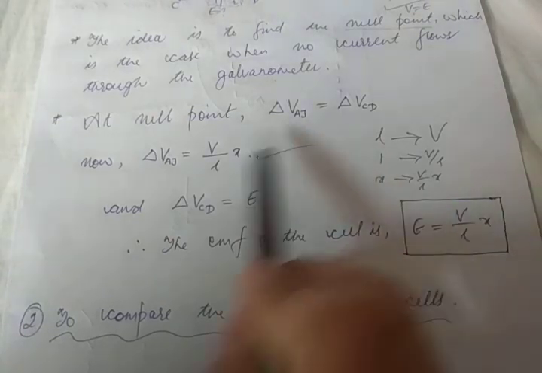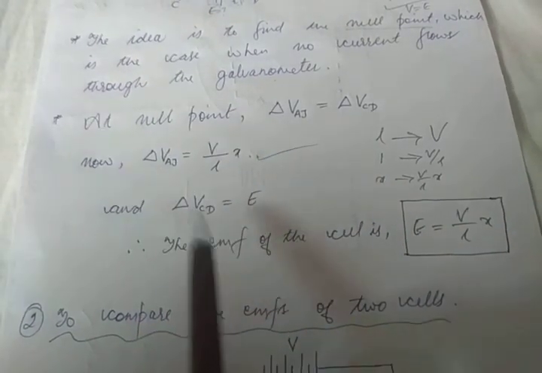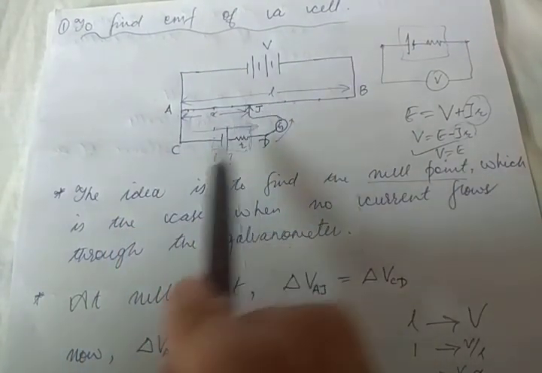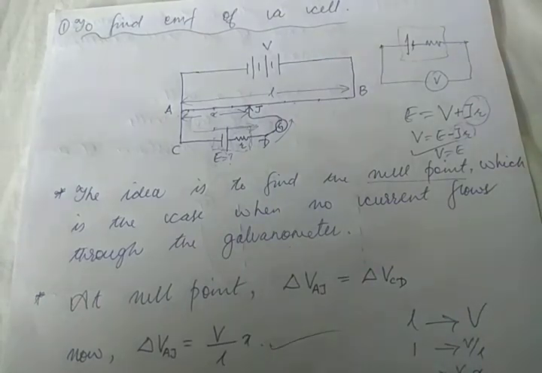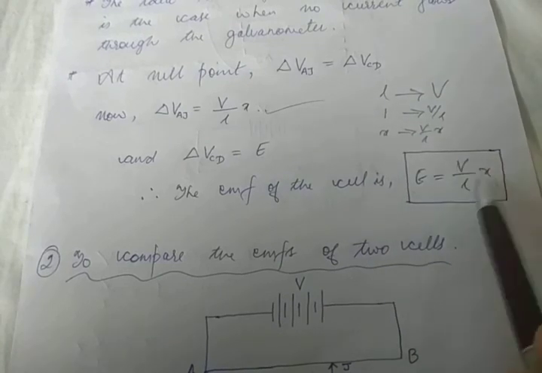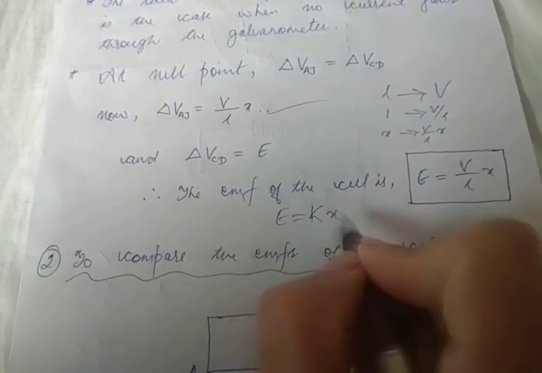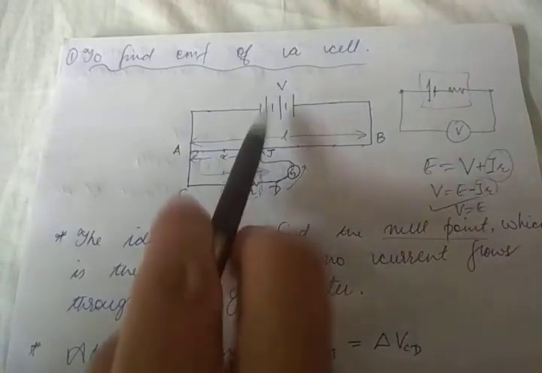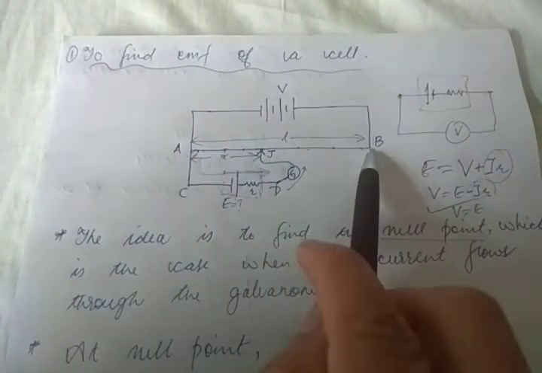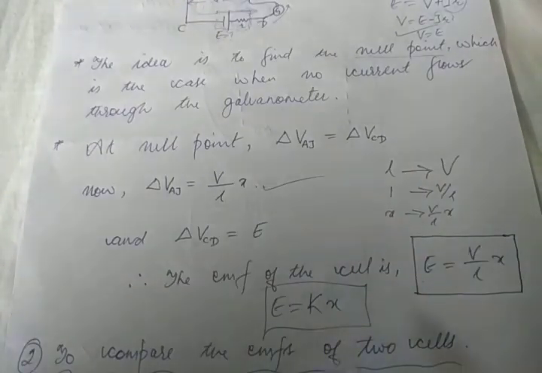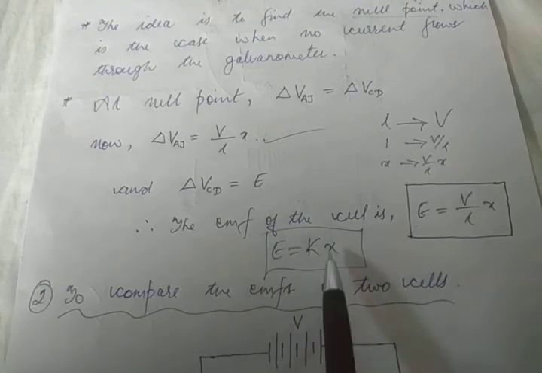So since at null point these two things are to be the same for no current to flow, the potential difference across AJ and the potential difference across CD are to be the same. Therefore the EMF of the cell will simply be E, which is V upon L into X. In your book you will see E is K into X. V upon L can be measured, knowing this V and the length L, which can of course be measured by the scale, and X can be measured. So therefore the EMF of the cell can be determined.